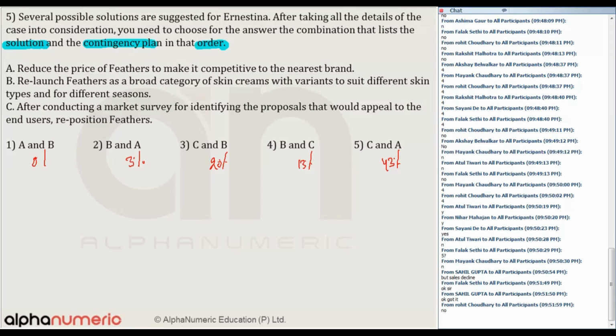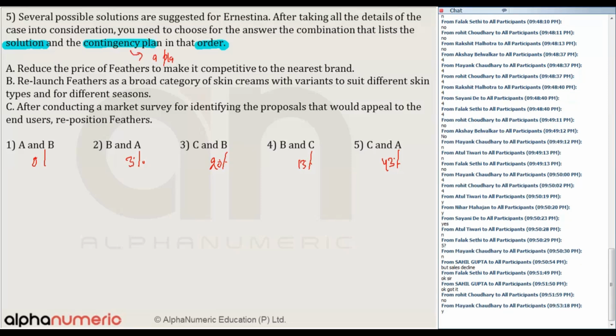So the first statement, it says what? Reduce the price of the feathers to make it competitive to the nearest market. Now, what do you mean by the contingency plan? Contingency plan is nothing but basically the plan for the future. Yes or no? Okay. A plan for the future. I can write down a plan for a possible future event. So the first statement is okay.